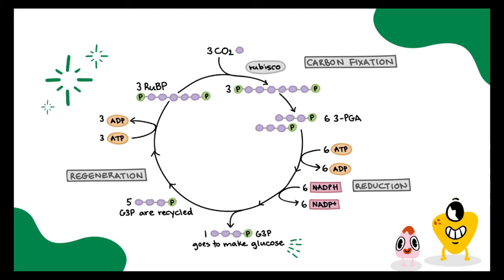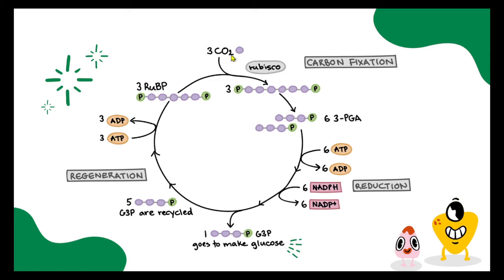Okay, let's look at this picture over here. Please note that in this example, we have 3 carbon dioxide molecules entering the cycle, right? But in reality, only 1 molecule of CO2 enters. So this is just written like this to show us the efficiency of the cycle. By the way, these purple circles represent our carbon molecules. If you see one like this, it means it has 1 carbon, right? Carbon dioxide has 1 carbon.